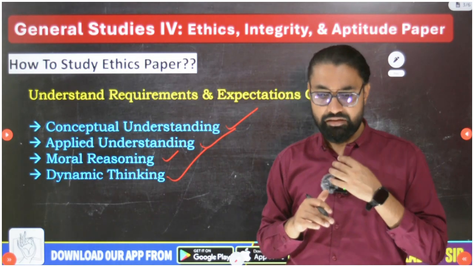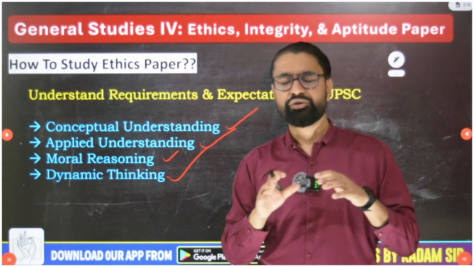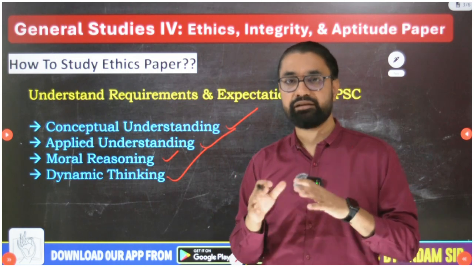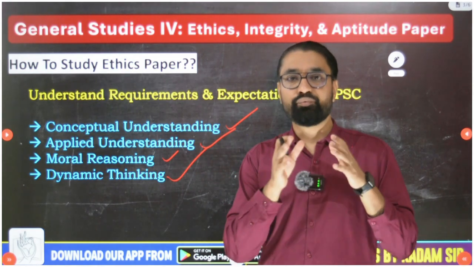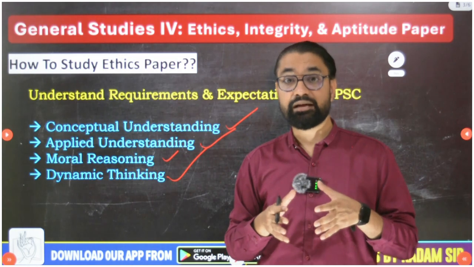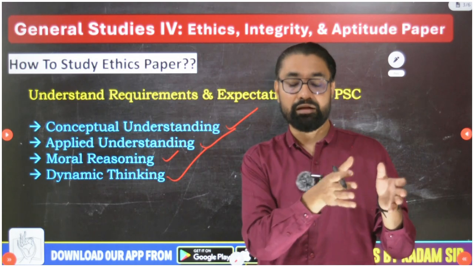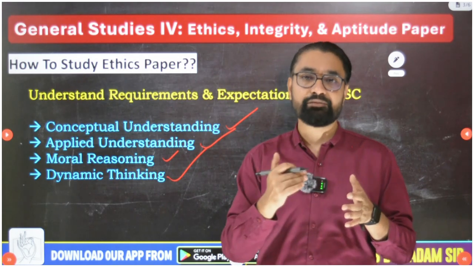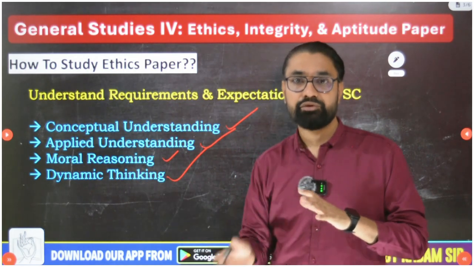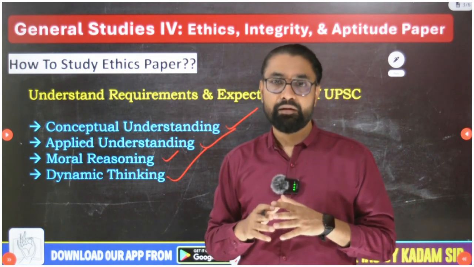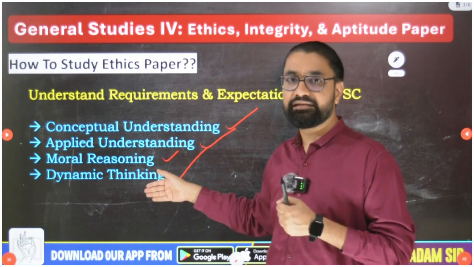So for example, in the Assam State Civil Service examination, in the ethics paper they asked a question about joint families breaking and nuclear families getting created, and what will be the impact of this on value system development. When we discuss value system lectures in our app classes, I will discuss value system so comprehensively that you should be able to use that information, reason a little bit, and on the spot dynamically generate the answer. And that's why developing these 4 qualities is very important: conceptual understanding, applied understanding, moral reasoning, and dynamic thinking.